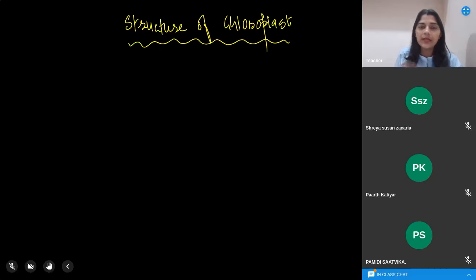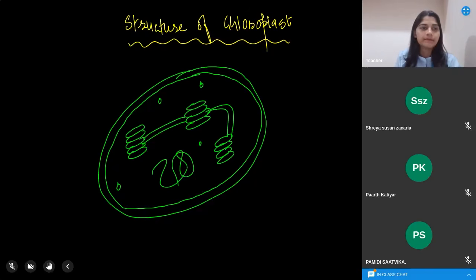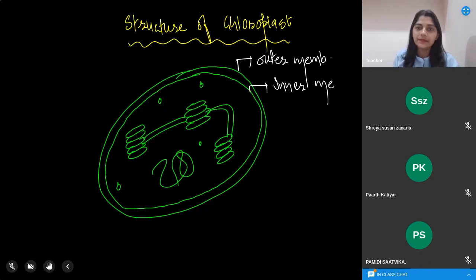So, let's quickly complete this first. Take the structure of chloroplast. Here I will be telling you where the light and dark reactions take place. Some of you were asking about that. Good. It is a double membrane bound organelle, so it has an outer membrane. This is the inner membrane. This complete inner portion is the stroma. Okay?